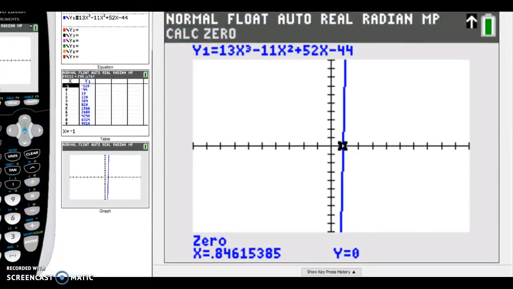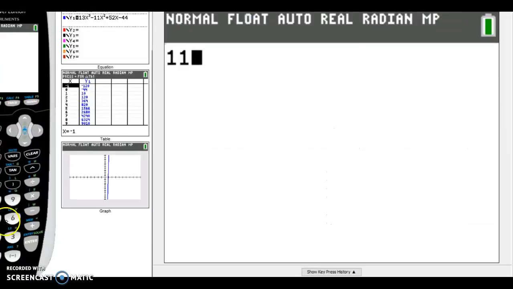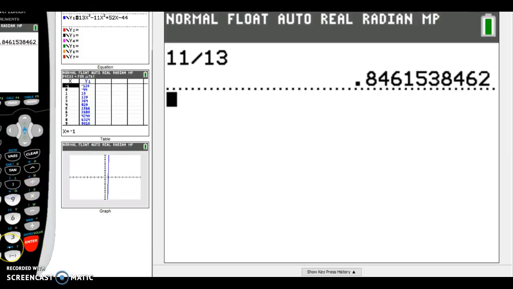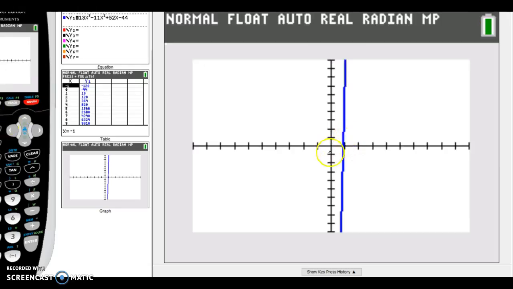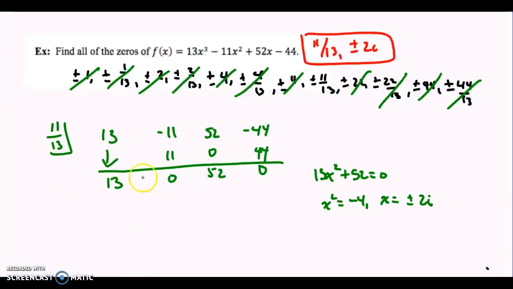I could verify this on the calculator by doing 11 over 13, and it's 0.8461, which is what that value was when I did the zero. When I did synthetic division on 11 over 13 on the polynomial, I got a remainder of 0 as well. So what that told me is that I got a resulting quadratic, 13x squared plus 52 equals 0, and I solved for x here, moving the 52 to one side, making it negative, dividing by 13, getting me negative 4, and I got plus and minus 2i. These were all three zeros of the cubic equation.